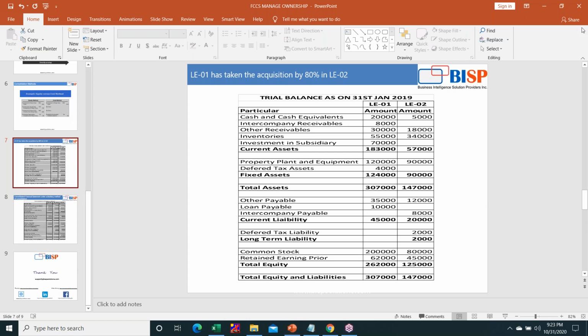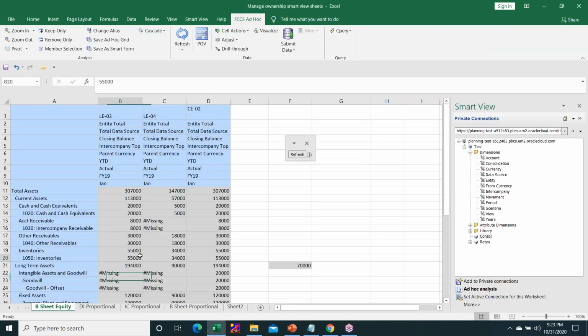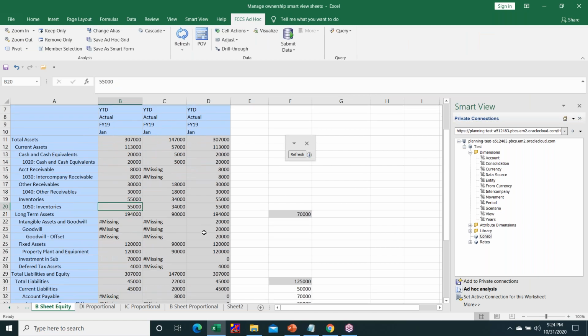Sandeep, could you share this Excel file with us? This is the Smart View sheet, this sheet. Yes, Sandeep. Okay, I will share it to you.